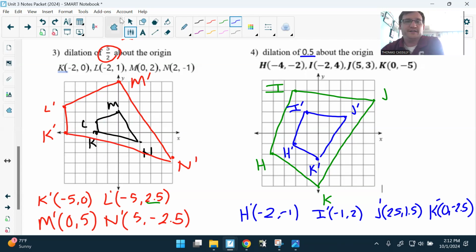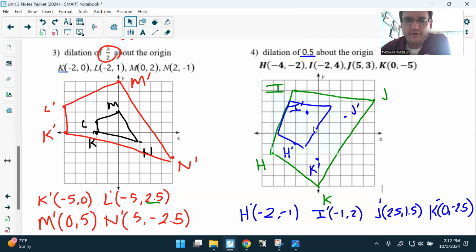So when we dilated by a factor of a half, it got smaller. And if you look, if I kind of drag this thing over, all the angles match up. So you're not changing any angle measures, you're just changing side lengths. And that's something we'll talk about in Unit 6, actually.